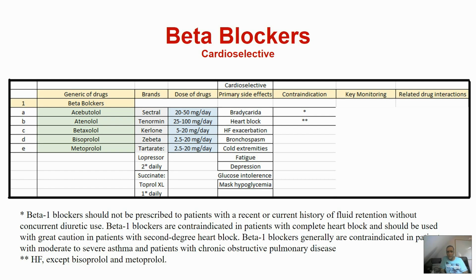Beta blockers are generally contraindicated in patients with moderate to severe asthma. And as I mentioned, the side effects in patients with chronic obstructive pulmonary disease can be dangerous for them. In heart failure, as I mentioned, we cannot use beta blockers, except cardioselective ones, where we can use Bisoprolol and Metoprolol.